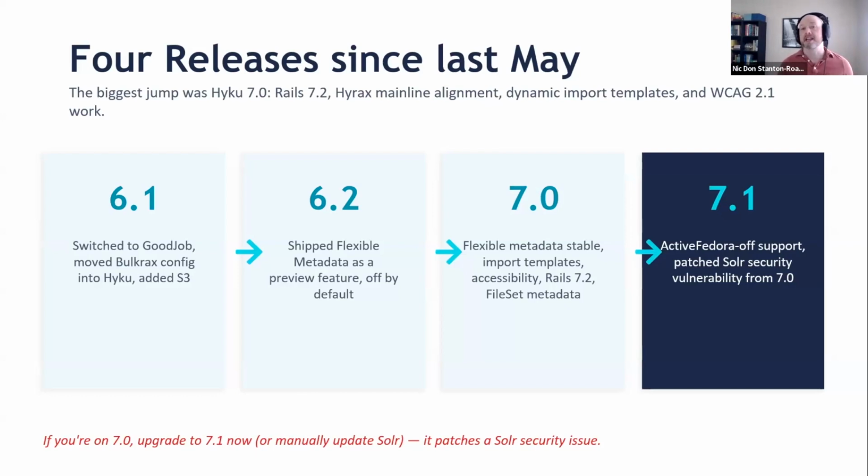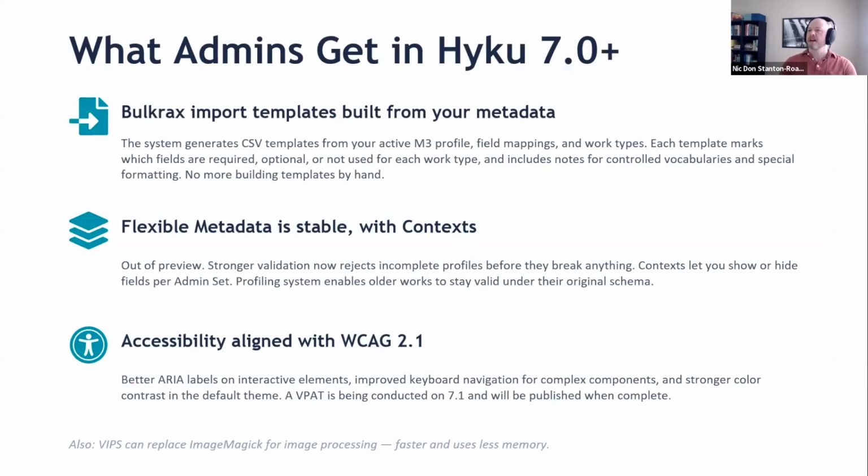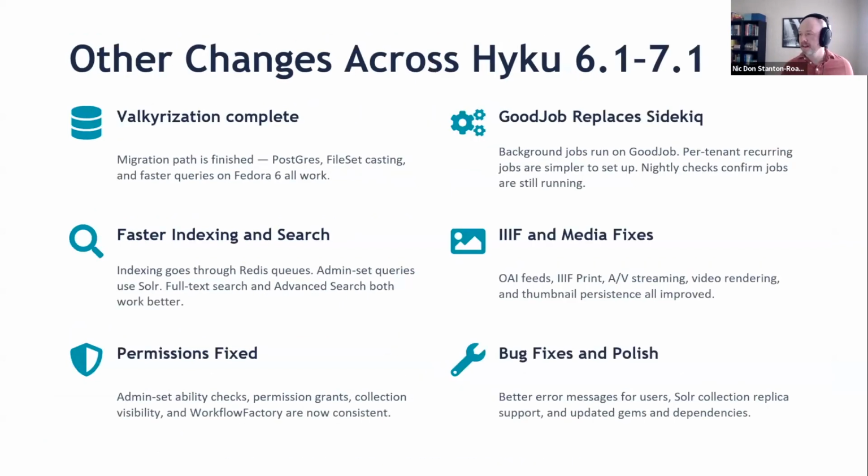7.0 also began some work moving file sets up to sort of first-class citizen status. And so now file sets have their own full metadata template. That metadata is adjustable through the M3 profile with flexible metadata. And then 7.1 addressed a security patch for a Solr vulnerability. So if you are running 7.0, you should update to 7.1 as fast as possible. In 7.0 plus, you have bulk rack import templates generated for you, flexible metadata in the system, and we have this accessibility work on the app.